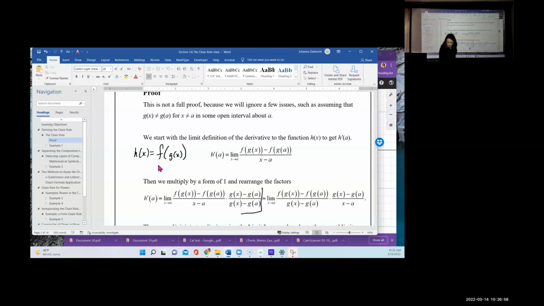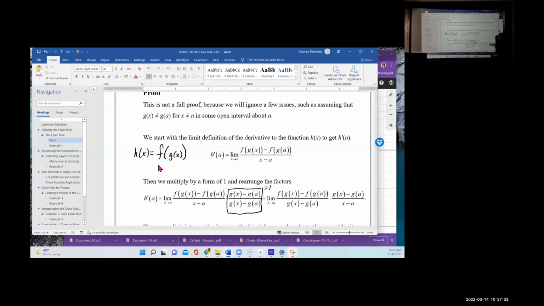So this factor right here is equal to 1, as in the number 1, all right? But if we multiply it by 1, what we do is we slide the denominator underneath the first part of the fraction, and we pull the x minus a out. So looking over here, you can see the g of x minus g of a has gone underneath the original difference quotient, and we've pulled the x minus a out. We left the g of x minus g of a in the numerator.